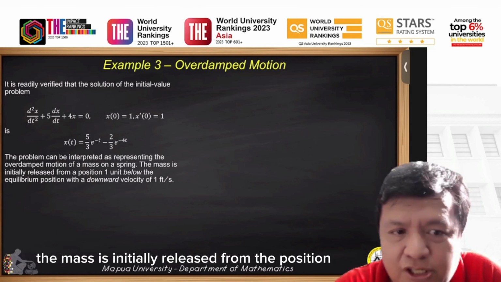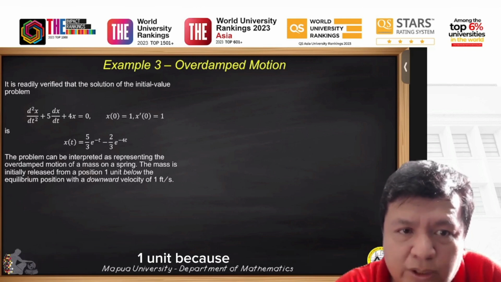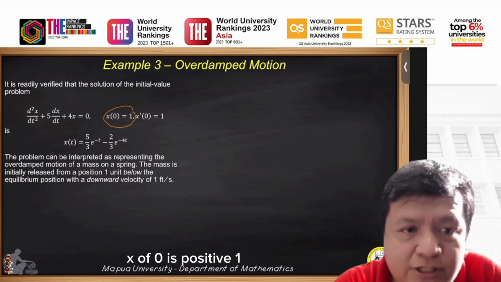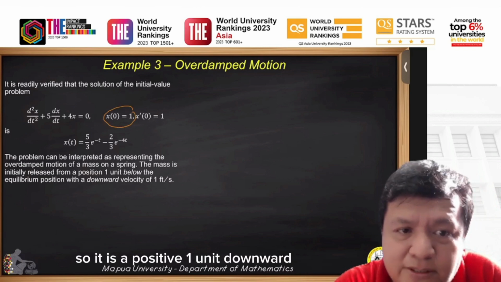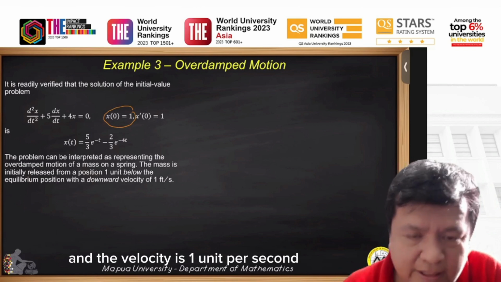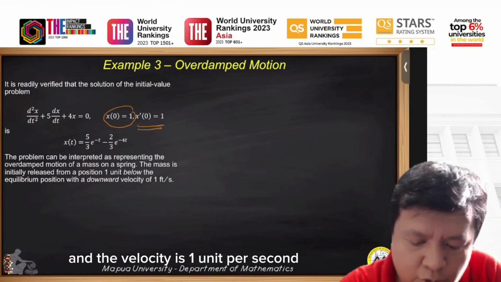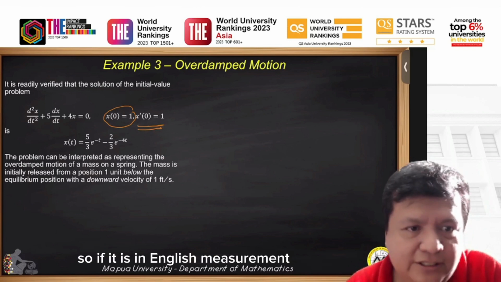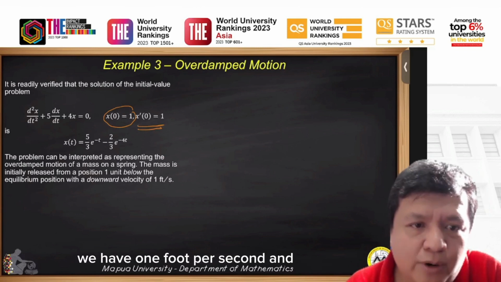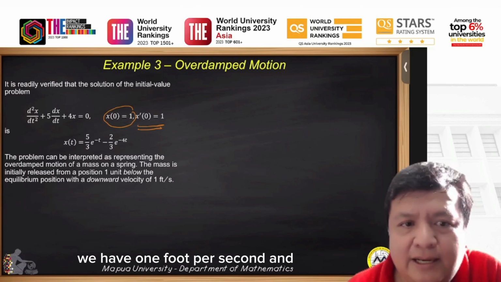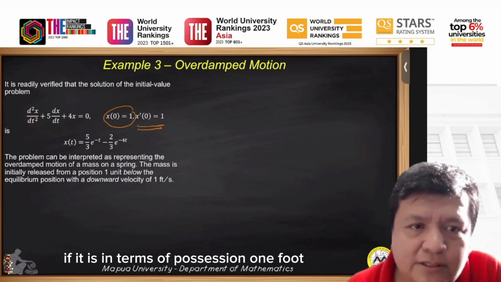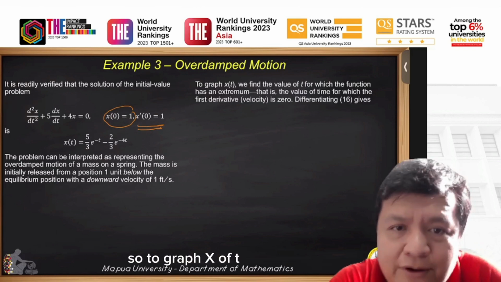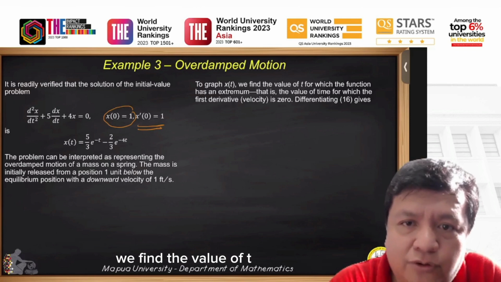The mass is initially released from the position 1 unit because x of 0 is positive 1, so it is 1 unit downward, and the velocity is 1 unit per second also acting downward. So if it is in English measurement, we have 1 foot per second, and in terms of position, 1 foot.